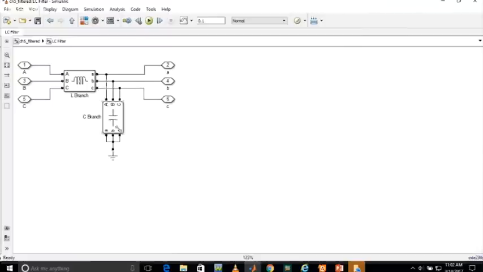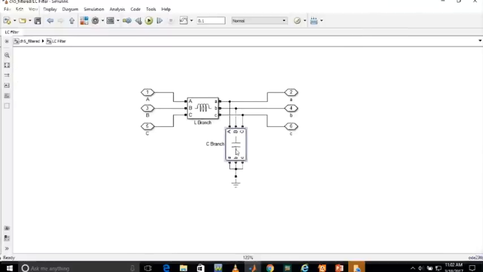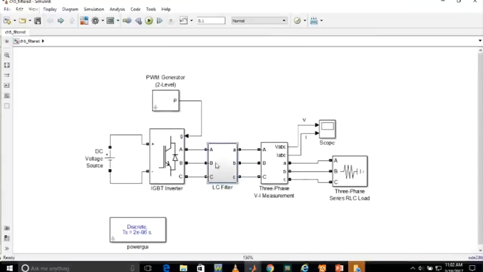What is there in this system? There is an L branch and a C branch. Three-phase L branch and three-phase C branch, which make our LC filter. In this system, after connecting this, I have made a subsystem.